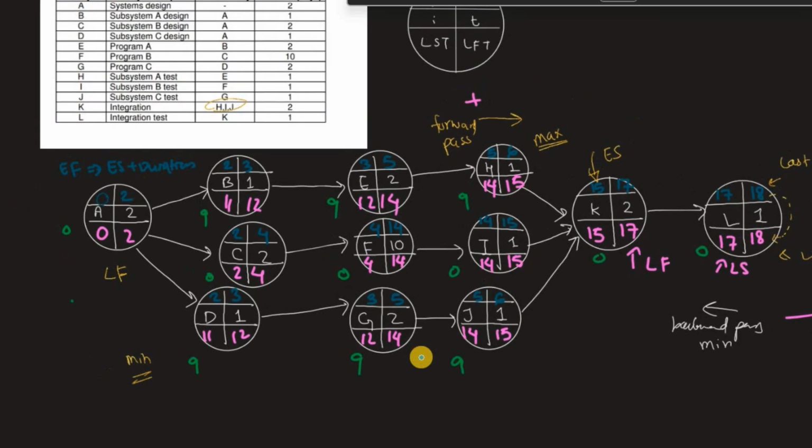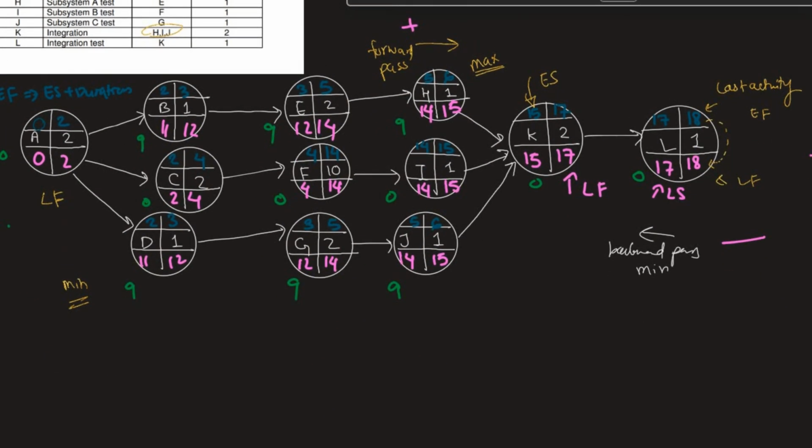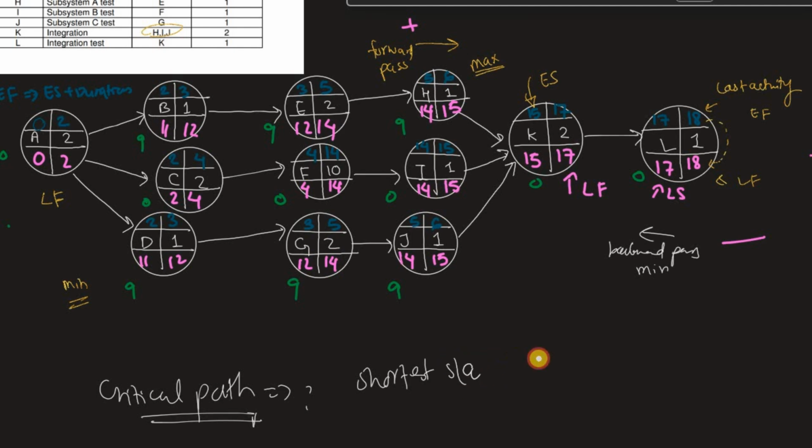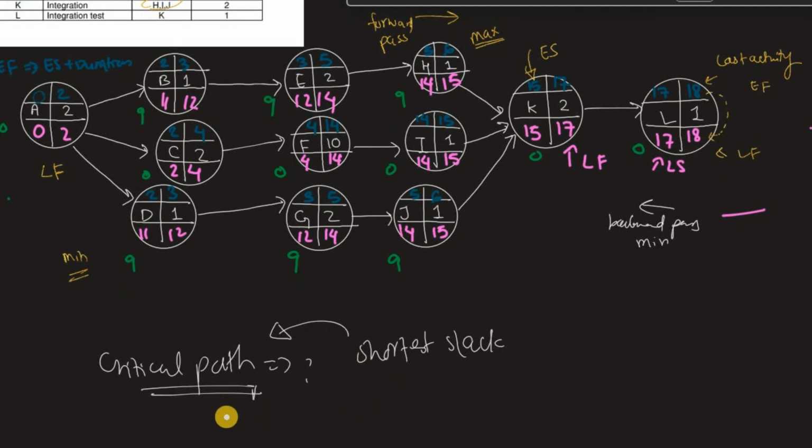If you are asked to find the critical path, how do we find it? For that you need to list all the possible paths, and the one with the shortest slack is going to be your critical path. Or you can find the duration of the activities, and the one with the longest duration is going to be your critical path. Either of those you can use to find the critical path.